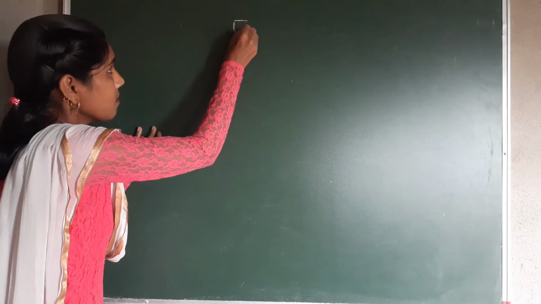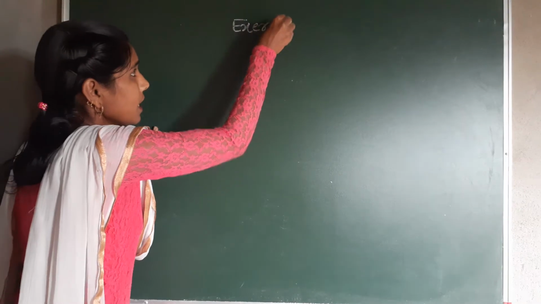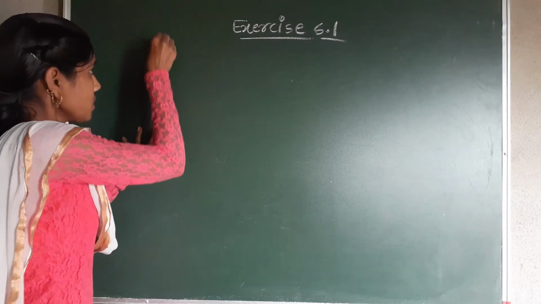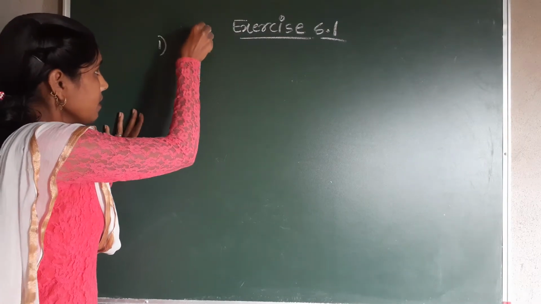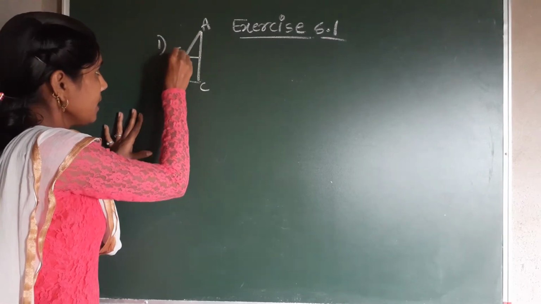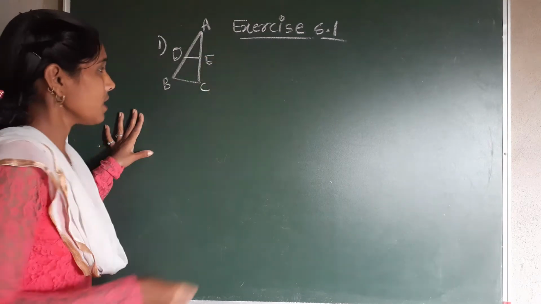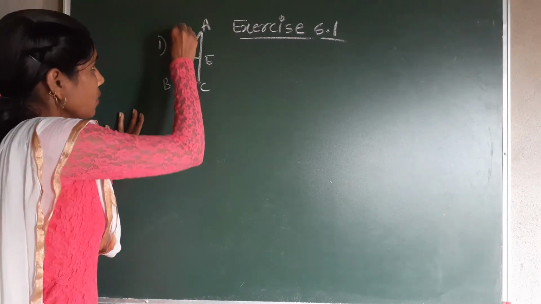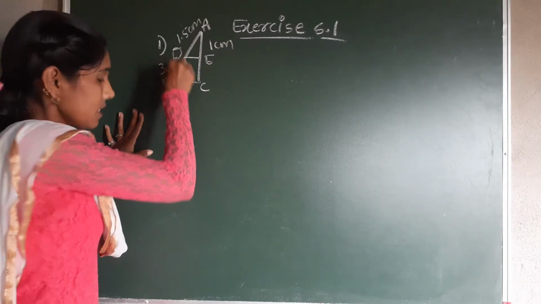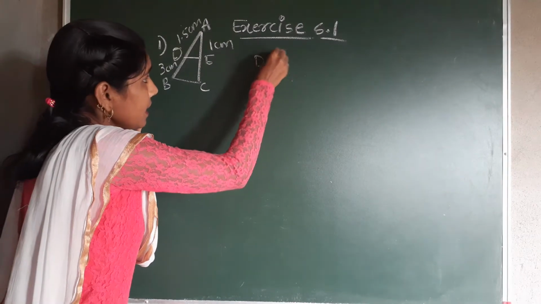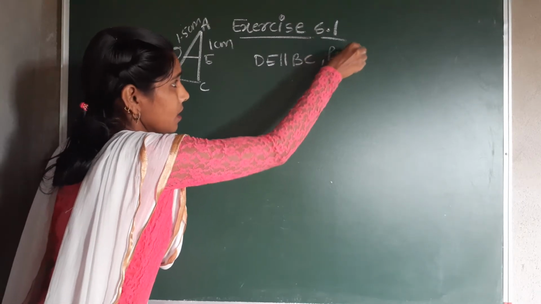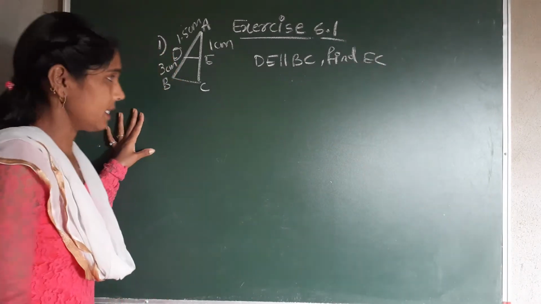Exercise 6.1. In that, first question. Here one figure is given: A, B, C, and here D and E, with DE parallel to BC. AD is given 1.5 centimeter, this is given 1 centimeter, and this is given 3 centimeter. Here DE is parallel to BC. Find EC. We have to find here EC.